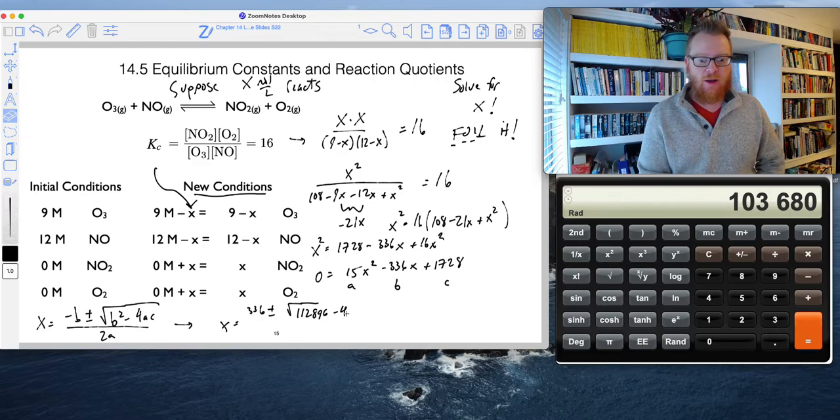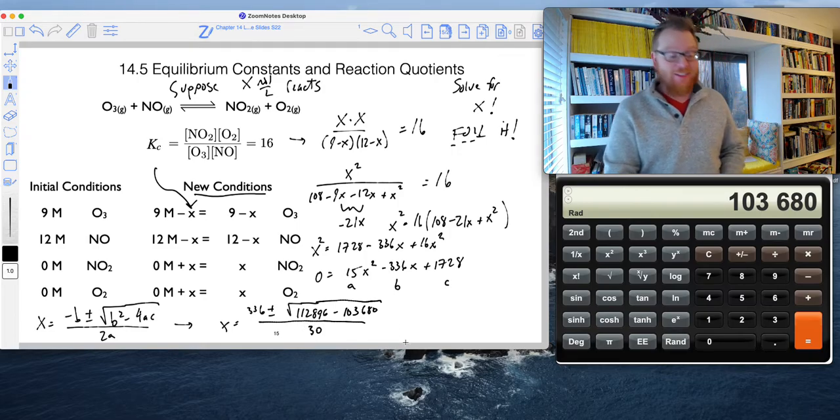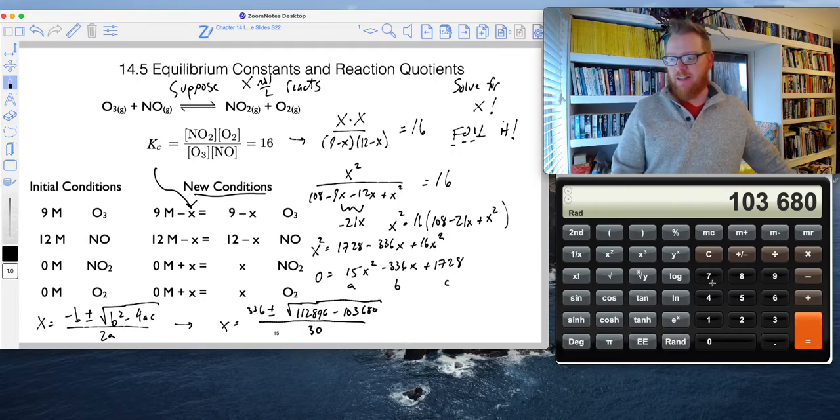So let's see, I'll erase that. And so now that's 103,680, and the square root of all of that, all over 2 times A. 2 times A is 2 times 15, which is 30. Okay, so now let's keep going. Let's calculate what's inside that square root.